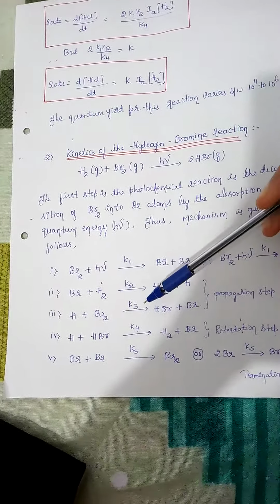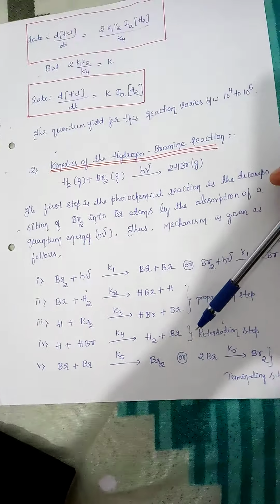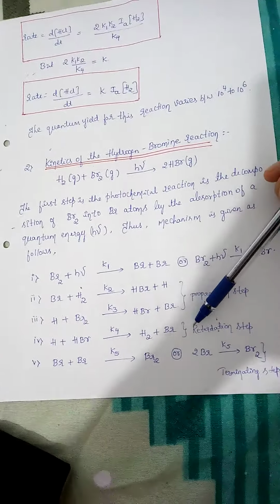In the fourth step, hydrogen combines with hydrogen bromide, that is HBr, with rate constant K4 to give H2 plus Br. So this step is called the retardation step. Why is the fourth step called the retardation step? Here H plus HBr combine to give H2 plus Br. So HBr consumes a hydrogen atom, hence this step is called the retardation step.